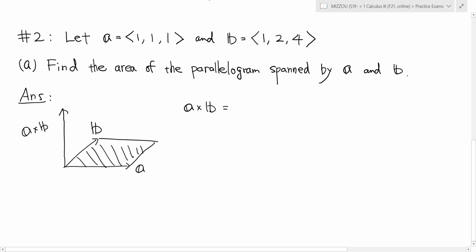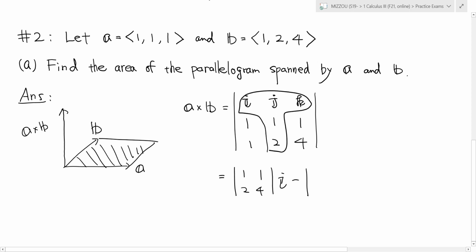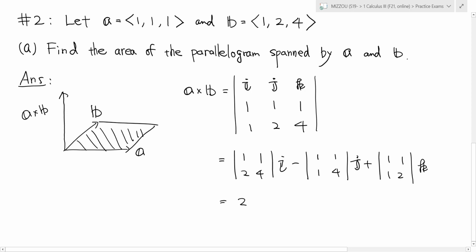Cross product, with the rows i, j, k, then 1, 1, 1, and then the second vector. Let's just look at this: 1, 1, 2, 4, i minus. You hide those, and then 1, 1, 1, 4, j, plus, and then look at this part, 1, 1, 1, 2, k. All right, and then if you work this out, you are supposed to get 2i minus 3j plus k, or you may write it as (2, -3, 1) if you like.